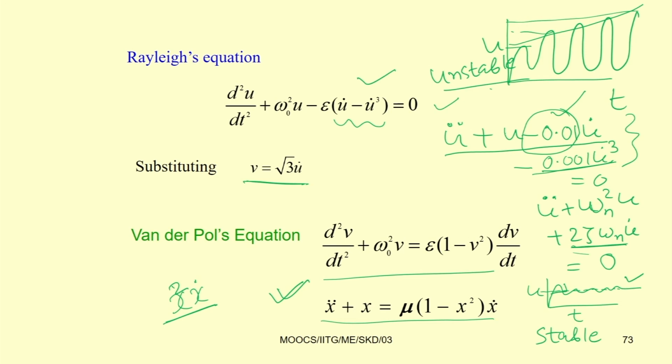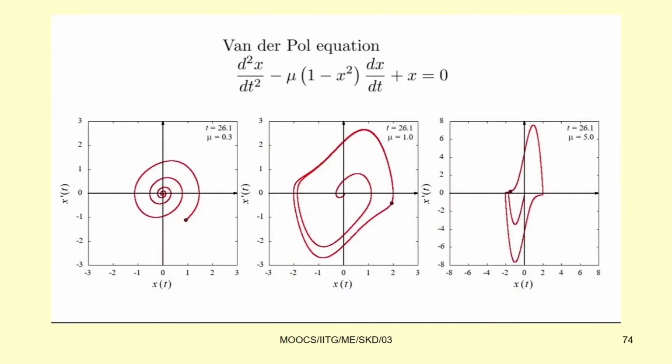So, let us see some other. Here we have plotted this also. If you plot this van der Pol equation, that is d square x by dt square minus mu into 1 minus x square dx by dt plus x equal to 0, you just see with time, for example taking mu equal to 0.3.